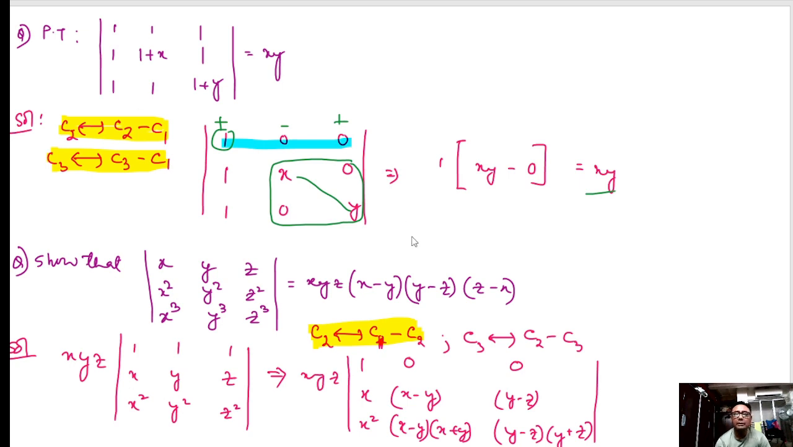Next, we are applying the operation C2 minus C3 and put it in C3. So this is our C2 minus C3, which is 0, and put it in C3. Similarly, y minus z and put it in C3. Similarly, y square minus z square, which is this, and put it in C3.